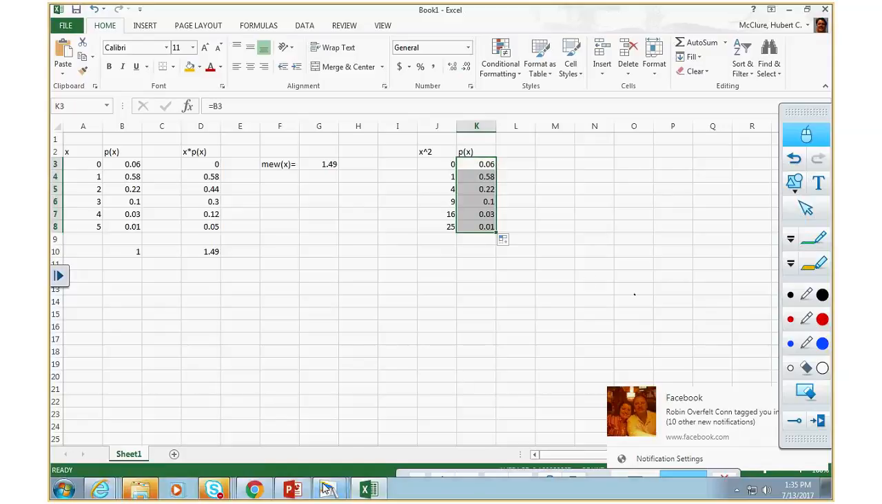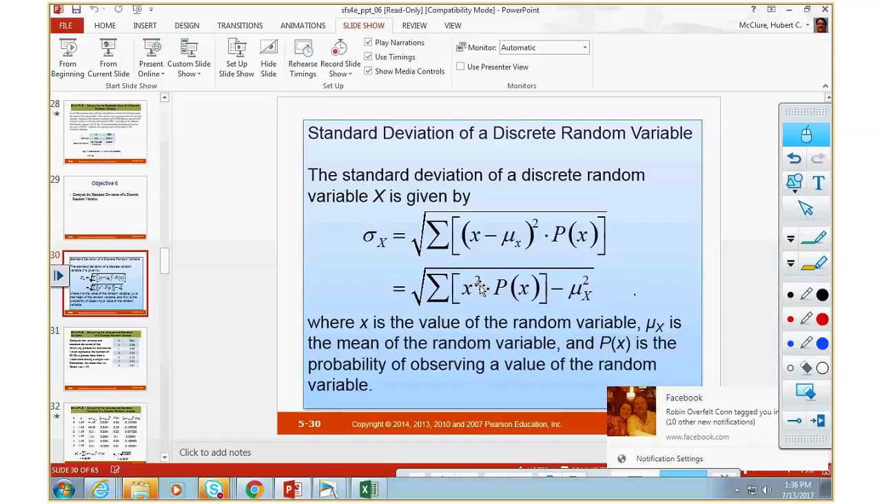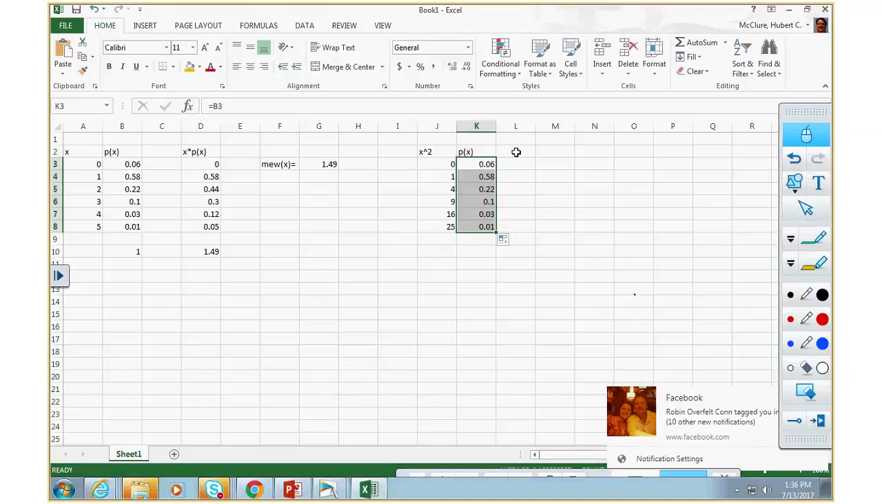Now let's go back to the formula. X squared times P of x. X squared times P of x. So we make a column. I'm not trying to be a smart aleck. I'm just trying to show you, if you read the formula, it will tell you what to do. I'll do the first one for you. 0. Aren't y'all amazed at my calculation power? I will even do the second one for you. 0.58.